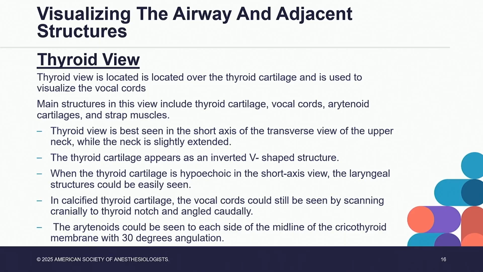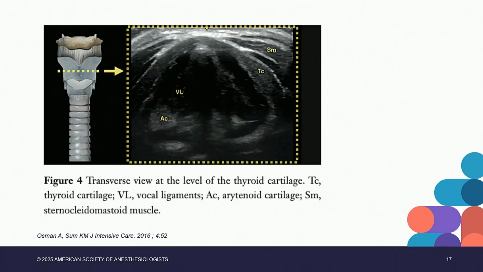Calcified thyroid cartilage with age, the vocal cords can still be seen by scanning up a little bit and tilting the probe so you can look at the arytenoid and the vocal cords. You have here, put the probe in the transverse axis of the thyroid cartilage, and you can visualize the vocal cords and the arytenoid cartilage very easily, and you have here the thyroid cartilage as inverted V-shaped. It is very, very easy to view. Just put the linear probe on any patient, and you can see these structures.